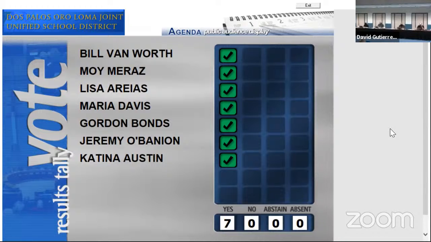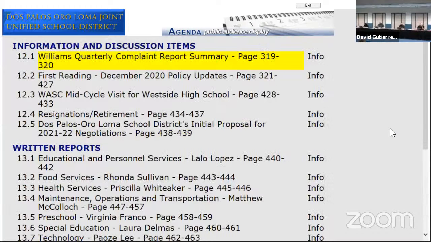And it passes. Information and discussion items, 12.1, Williams Quarterly Complaint Report Summary. Williams? Do the Williams information.